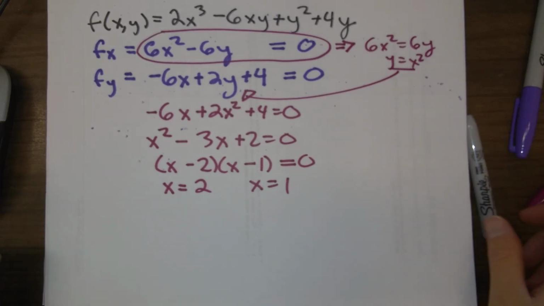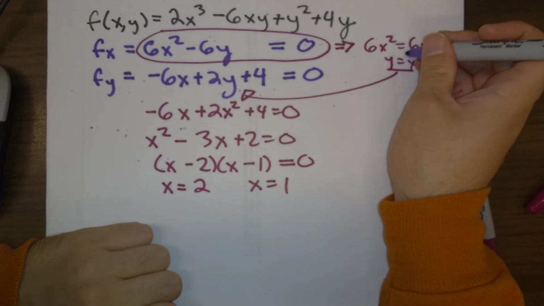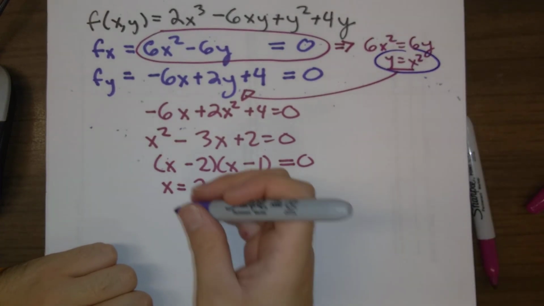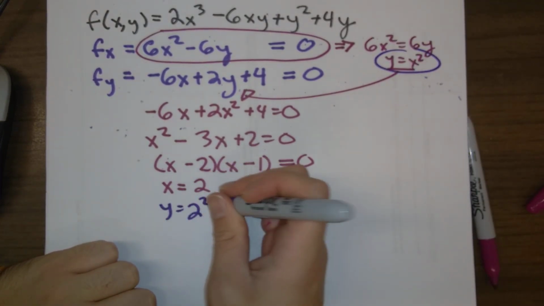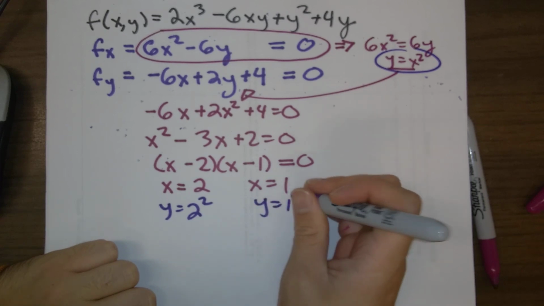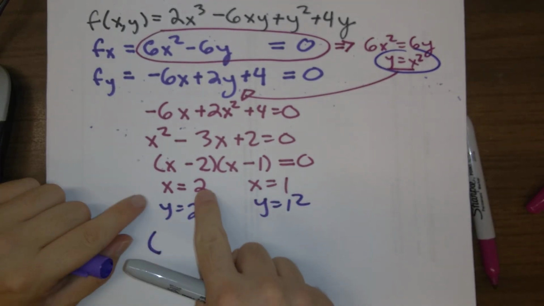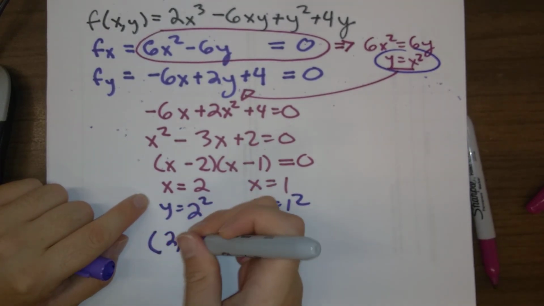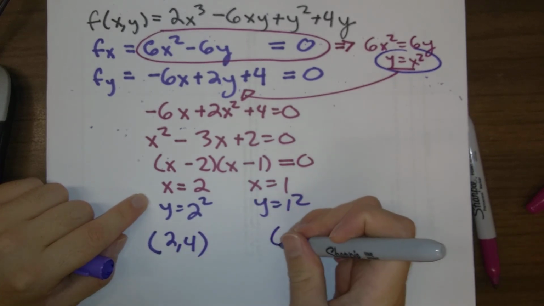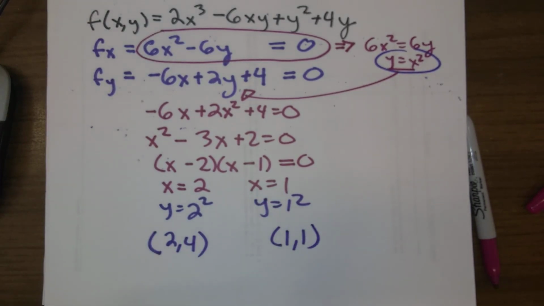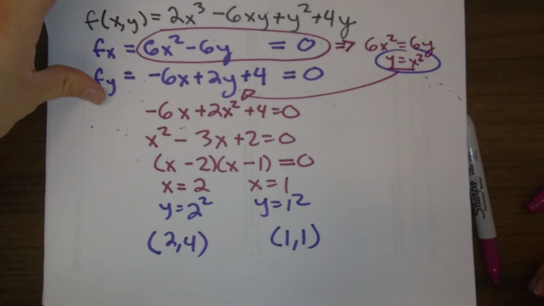Now we have to find the points here. We use y is equal to x squared, y is equal to 2 squared, or y is equal to 1 squared, so we get 2 points. If x is 2, y is 4. And if x is 1, y is 1. So we have just successfully found the critical points of our function of two variables. Now let's classify them. Let's say if they're local mins, local maxes, or saddle points.